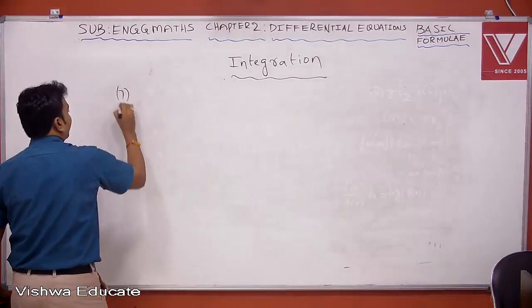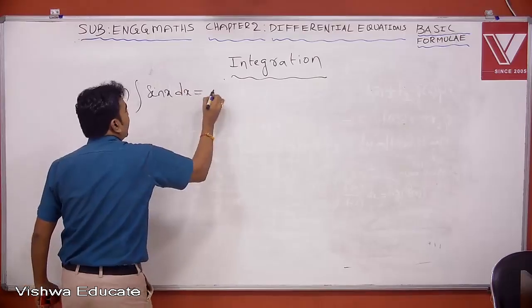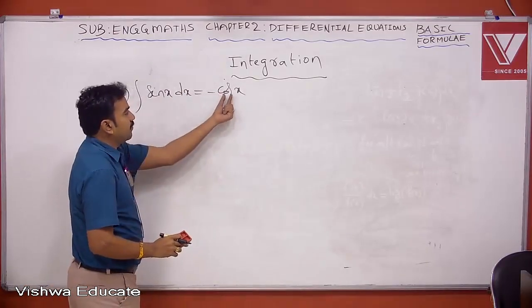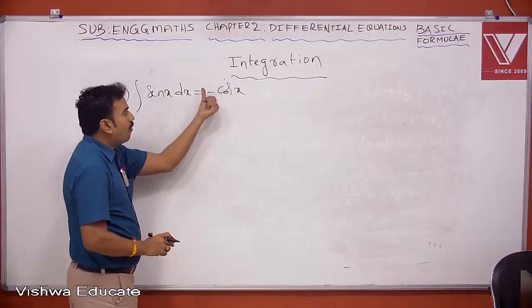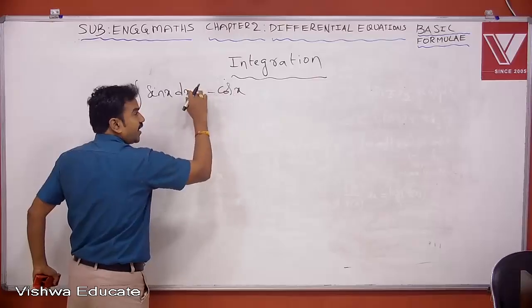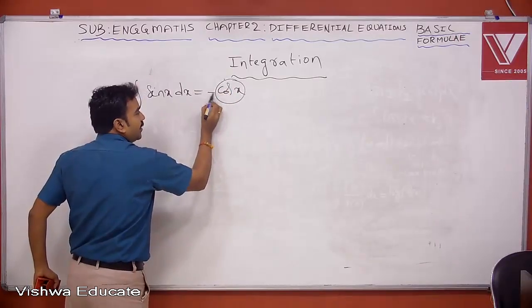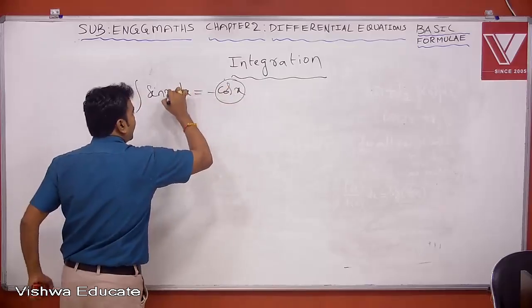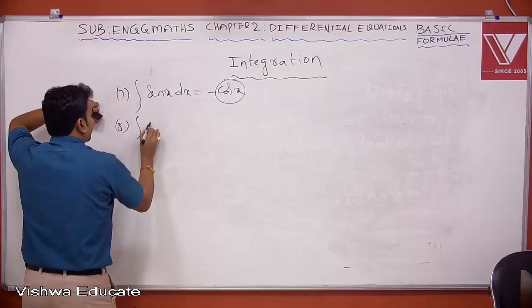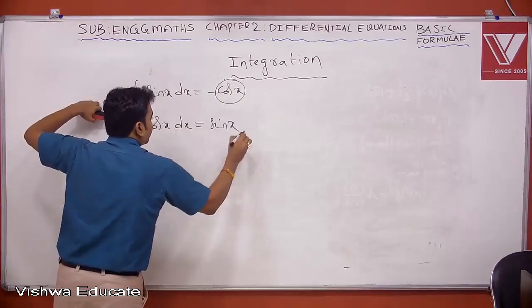So, formula number 7, integral sin x dx equal to minus cos x. As we know, the derivative of cos x is minus sin x. Already minus is there. So, d by dx of minus cos x is plus sin x. That's why integral sin x dx is minus cos x. Next, integral cos x dx. This is simply sin x.